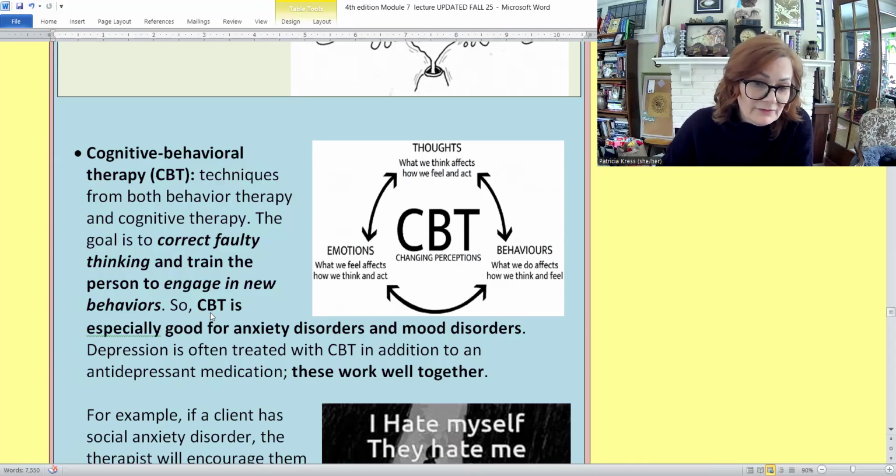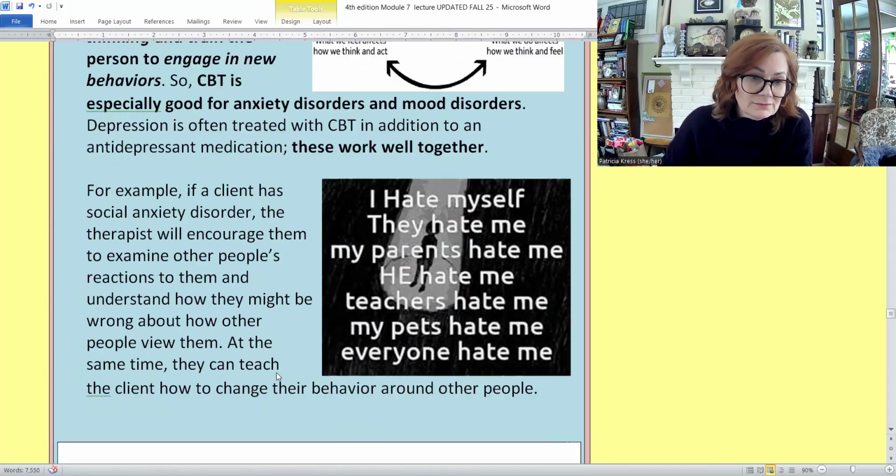So, for example, if a client has social anxiety disorder, right, they think nobody's going to like them, they're afraid to meet people, the therapist will encourage them to examine other people's reactions to them and understand how they might be wrong about how other people view them. And at the same time, they can teach the client how to interact with people. Like, let's practice talking to people.